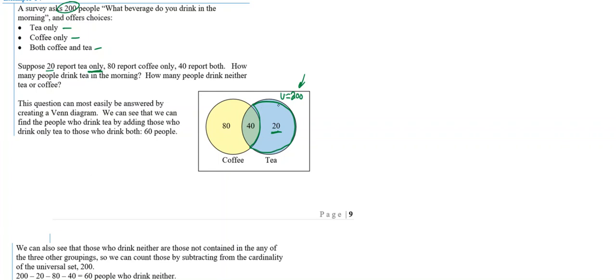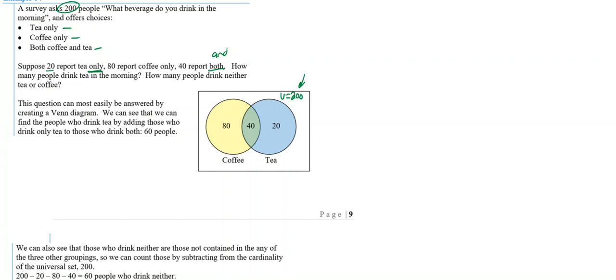The 80 is the same thing, but on the other side. 80 was coffee only, so that's only that moon shape. And then 40 was where they overlap. That's the intersection of the two, because that's both. That's "and". So same thing.